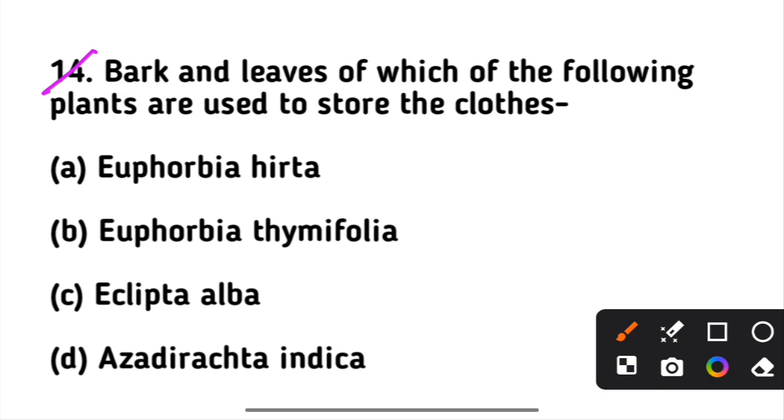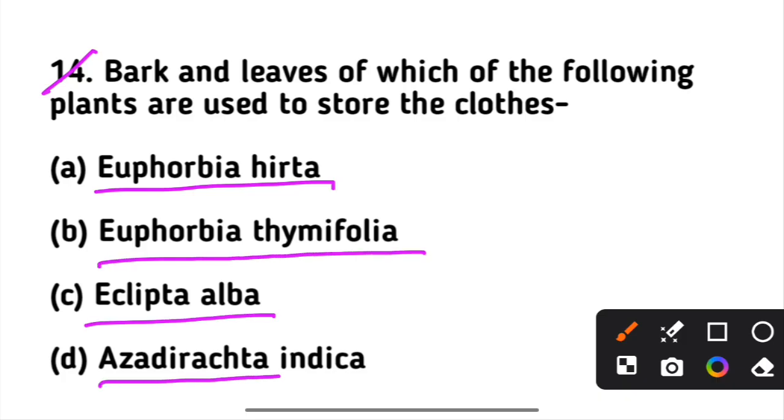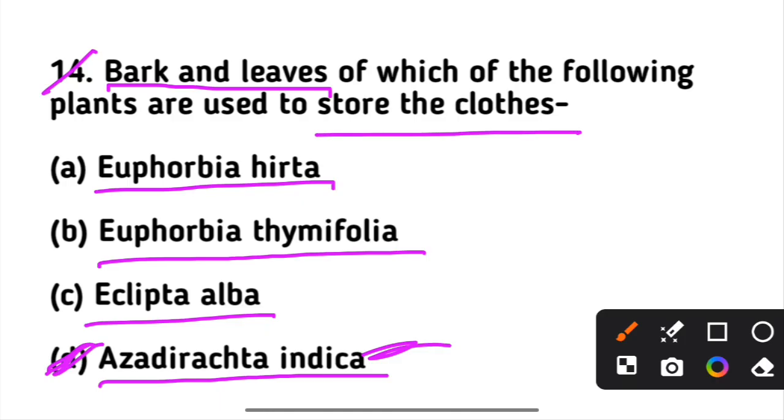Bark and leaves of which of the following plants are used to store the cloth? Option A, Euphorbia hirta. Option B, Euphorbia thymifolia. Option C, Eclipta alba. Option D, Azadirachta indica. Option D is correct, Azadirachta indica.